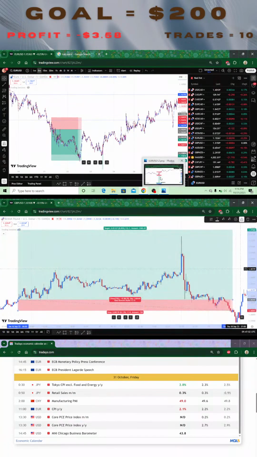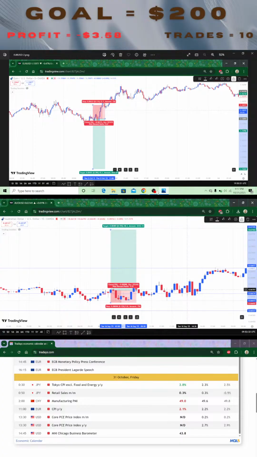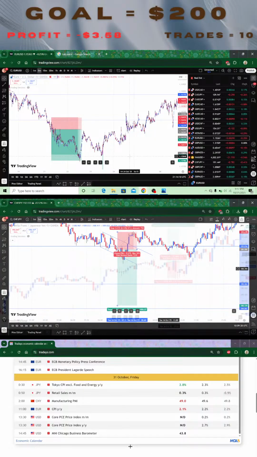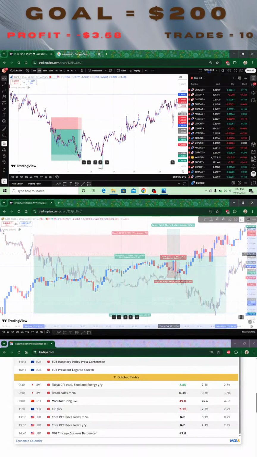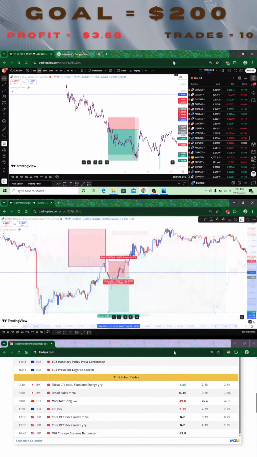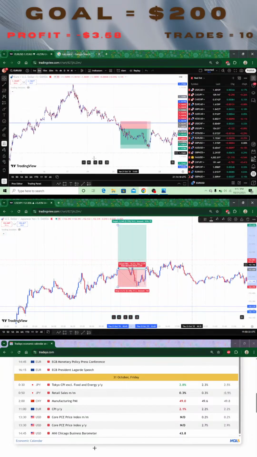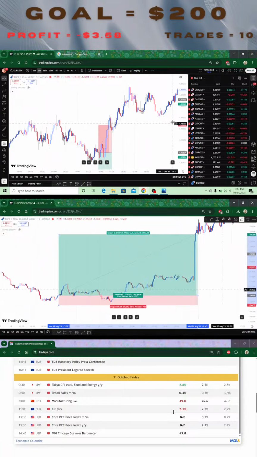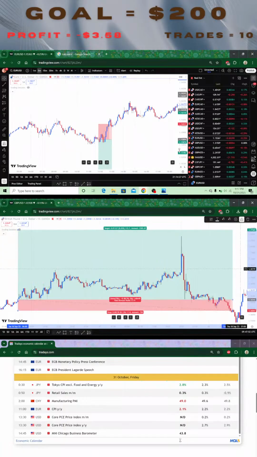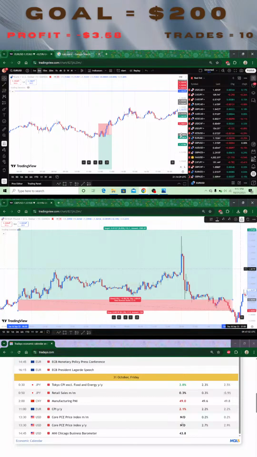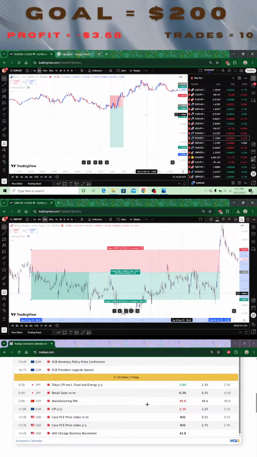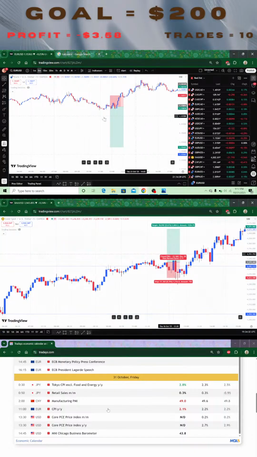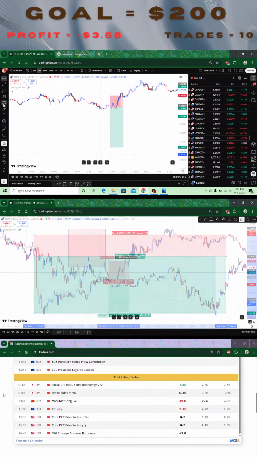Let me just go and confirm. The date there is 23rd of October. I think this is it, I'm not sure. So this is the Euro USD. Euro USD 3. So based on the strategy, where is this? Oh goodness, where is it?